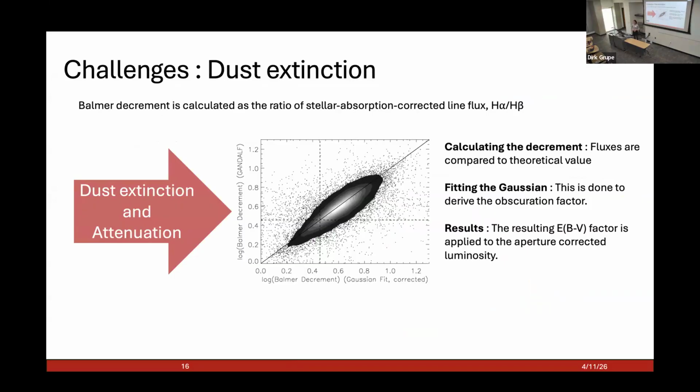Any other questions? The dust correction for UV is Kyle's problem.